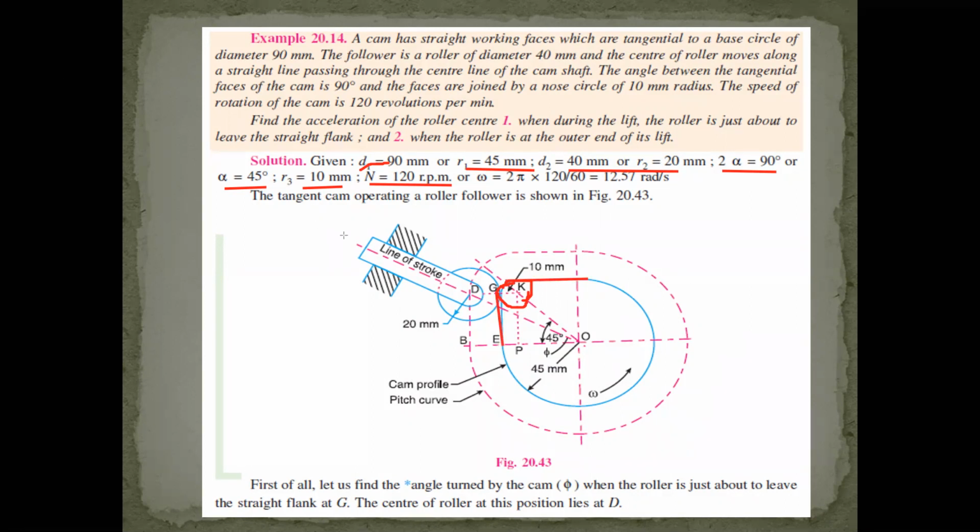Now you may also place the reciprocating roller follower. For the reciprocating roller follower, you have to take another angle, which is phi. That phi position is just on the straight flank, and you may place it on the straight flank.